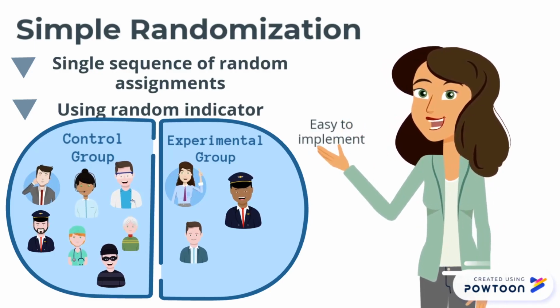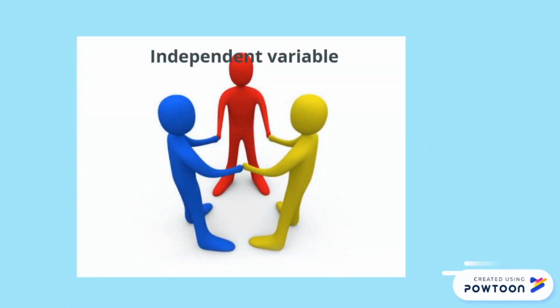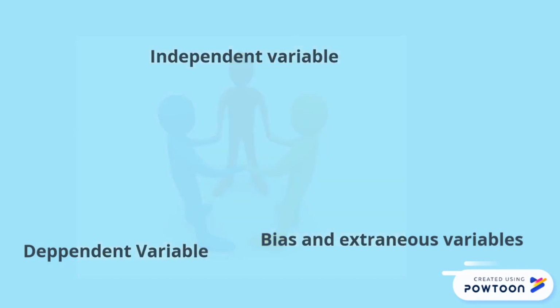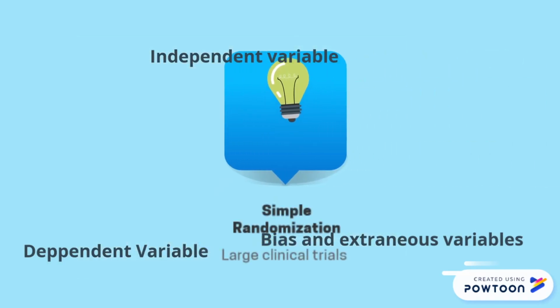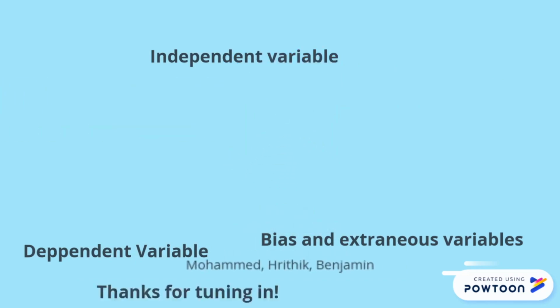To summarize, randomization is used to thwart unwanted bias and extraneous variables in clinical trials. These biases and extraneous variables can impact the relationship between the dependent and independent variable, which is what a clinical trial studies. We discussed the simplest form of random assignment, known as simple randomization, which is useful for large-scale clinical trials.